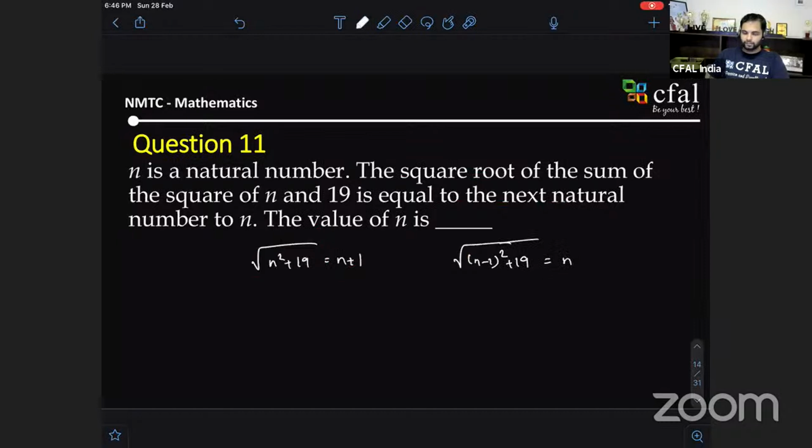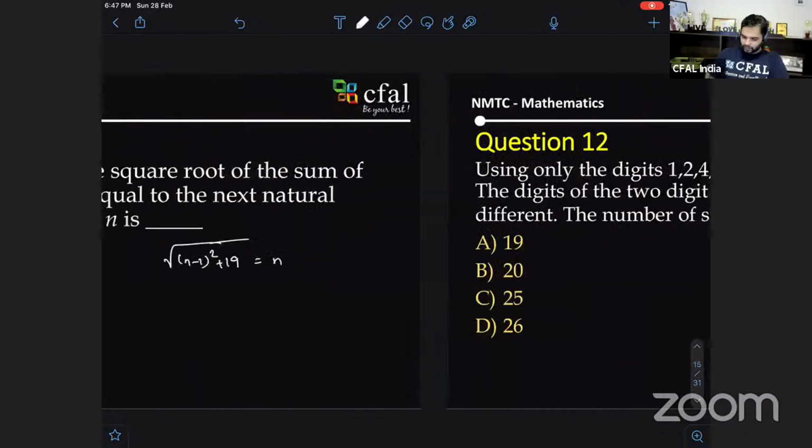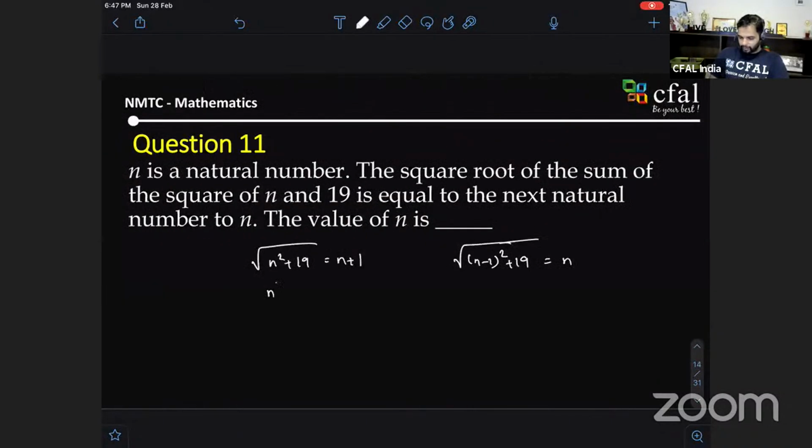Like they said, next natural number, sir. So it means always to progress on the positive side. Yeah, next is always positive. Increment by 1, right? Whenever they say next. Okay. So shall we just square this? If I square, I get n squared plus 19 is equal to n squared plus 2n plus 1. The n squared term will get cancelled. 2n is equal to 18, so n is 9.